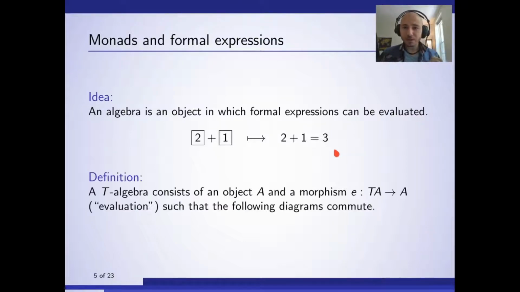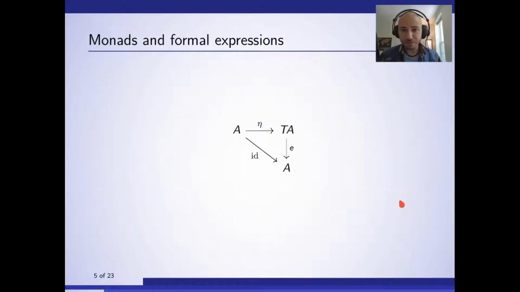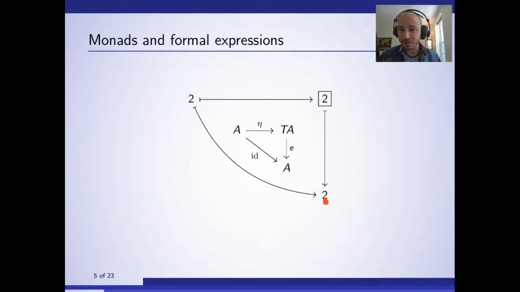Here's a more rigorous definition. So it's first of all an object of your category, for us a set, and a map from formal expressions to our set, which has to be consistent in the following sense. First of all, remember we have the unit: given an element, it gets a trivial formal expression that just contains that element. If you evaluate that, then you need to get that element back. So that's the unit triangle of the algebra.